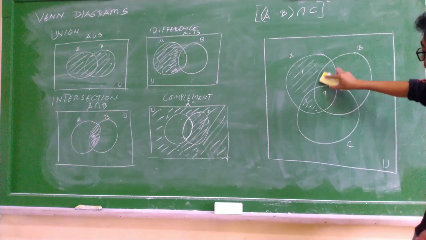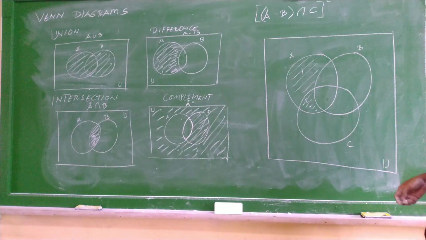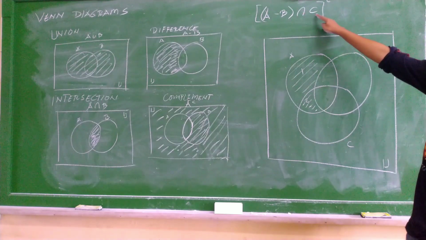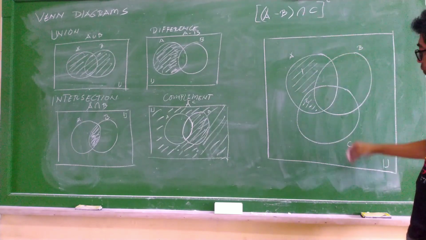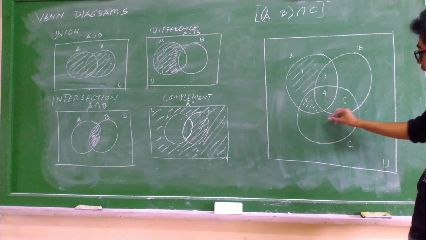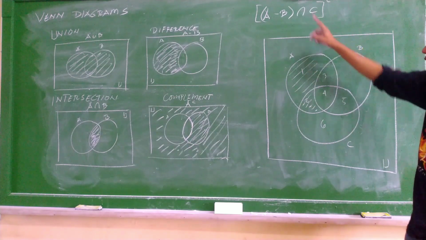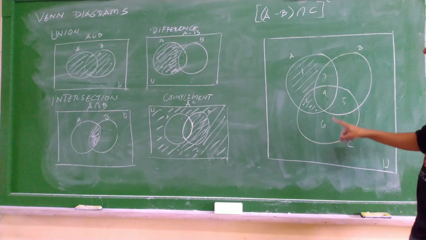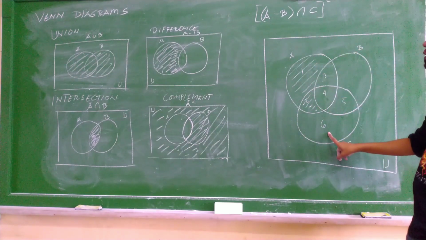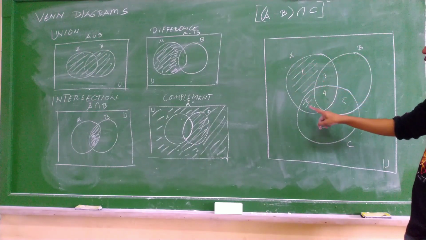Remove this. Okay. Now, intersection C. So if we number, this was 3 and then 4. If we number this 5 and 6, region number 5, region number 6. C contains the regions 2, 4, 5, and 6. A minus B contains the regions 1 and 2.